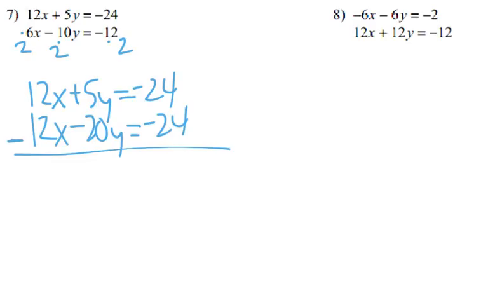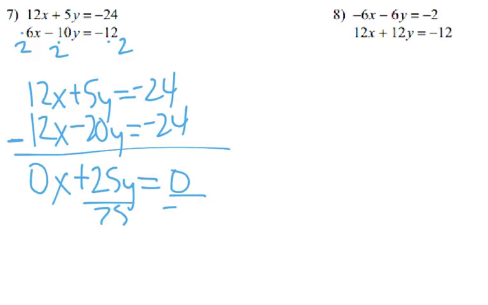Then we subtract, because 12 minus 12 would give us 0x. If I added that, I'd have 24x minus 15y. If I don't get rid of one of my x's or y's, I did something wrong. So that's a quick way to check. 5 minus negative 20 is like a positive 25y. Negative 24 minus negative 24 is 0. So divide by 25, and I get y equals 0, which is alright to have, remember.